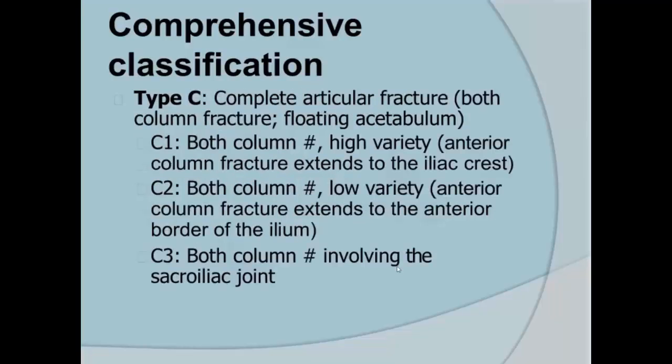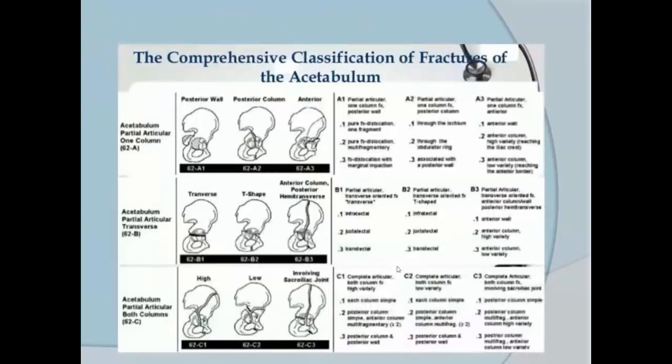C is basically a complete articular fracture. These are all the both-column fractures, also known as the floating acetabulum. C1 is both columns with a high variety of anterior column, C2 is again both columns with a low variety, and C3 is all. This is a very busy slide, but I'll just mention it as before. This is the OTA classification, again showing you A, partial articular one column, then B, partial articular transverse, then C, complete articular in both columns.